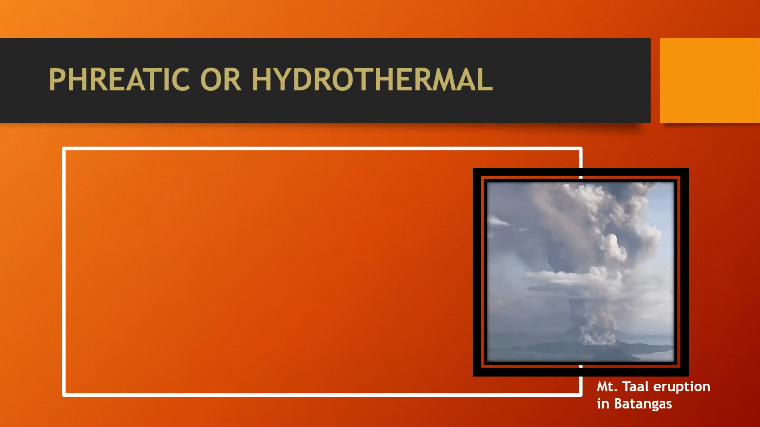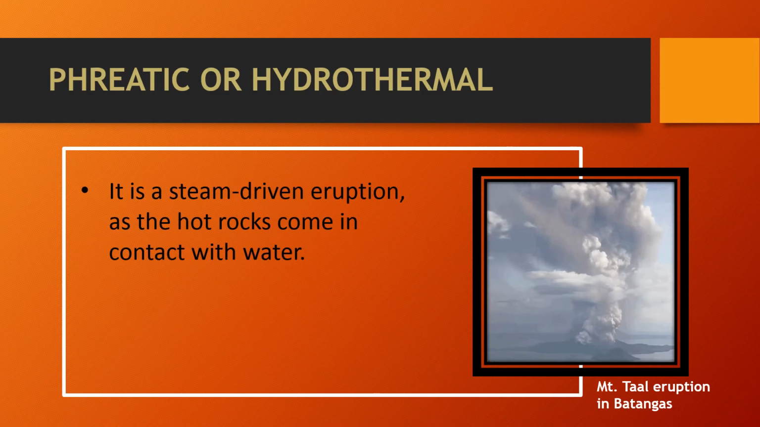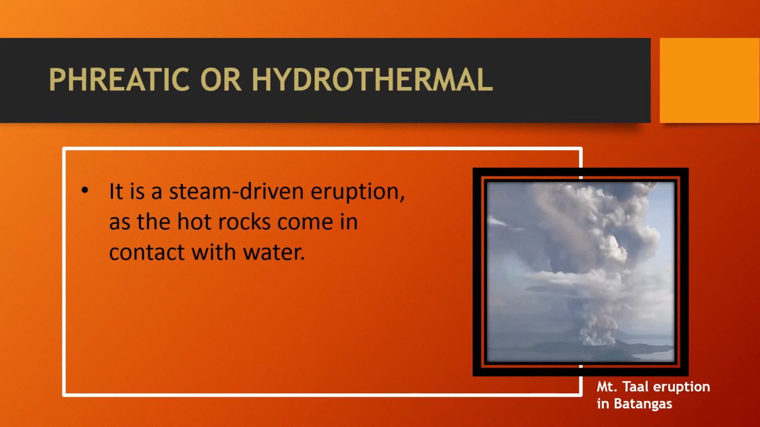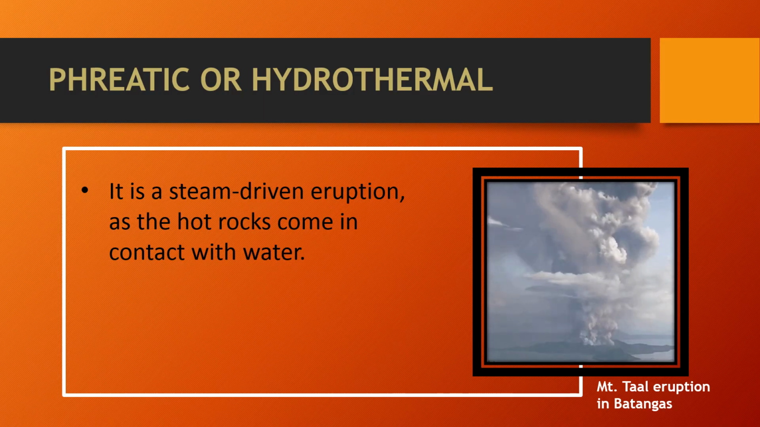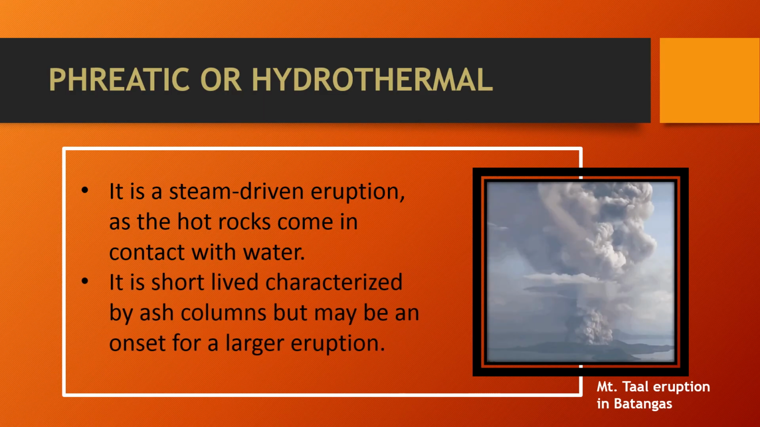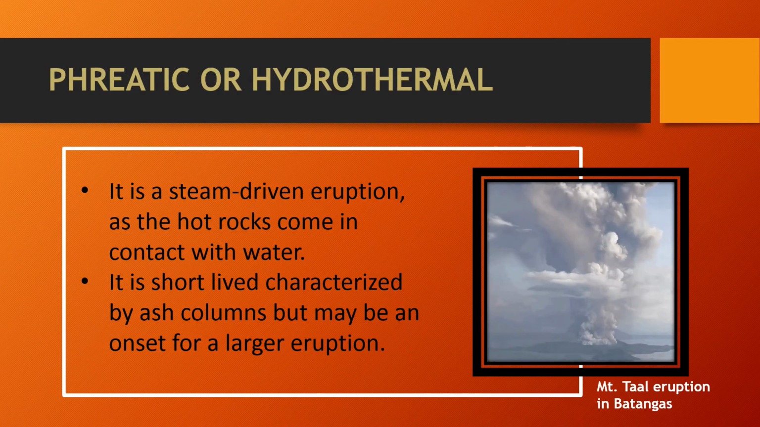The first one is the phreatic or hydrothermal. An example of that is the Mount Taal eruption in Batangas. It is a steam-driven eruption as the hot rocks come in contact with water. Just like boiling water, when water comes in contact with a source of heat, it will be converted into steam. It is short-lived, characterized by ash columns, but may be an onset for a larger eruption.